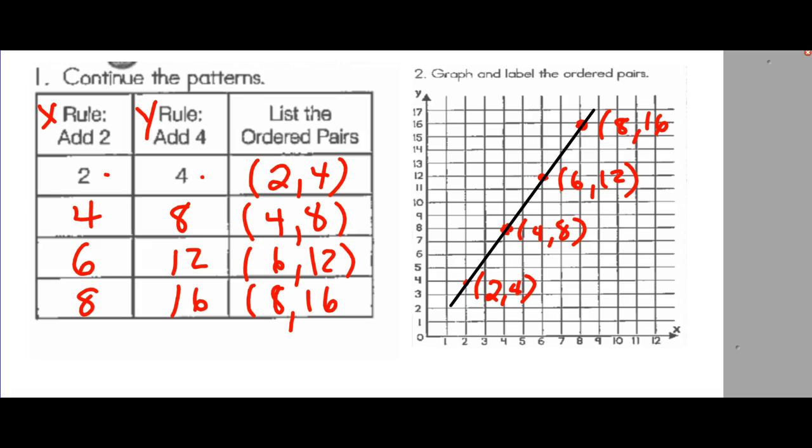Okay, we're going to move on to question 4. Juan and Mike are creating patterns. Juan uses the rule add 5 and starts at 2. Mike uses the rule multiply by 3 and he starts at 4.